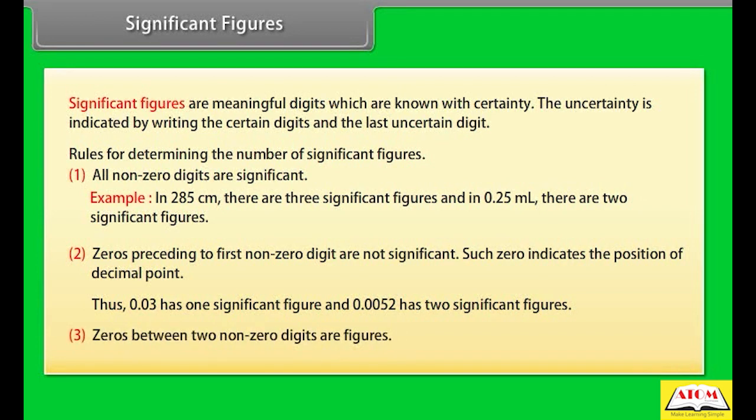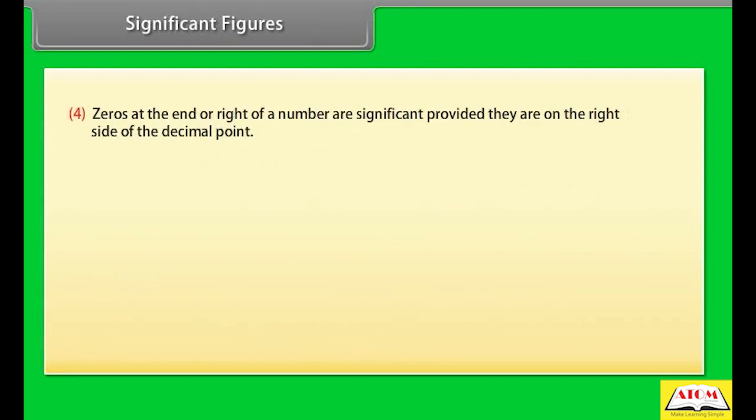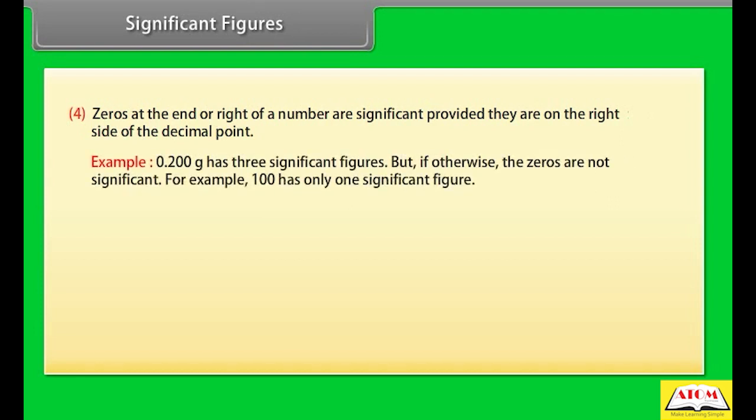Zeros between 2 non-zero digits are significant figures. Zeros at the end or right of a number are significant provided they are on the right side of the decimal point. Example: 0.200 gram has 3 significant figures. But if otherwise, the zeros are not significant. For example, 100 has only 1 significant figure.